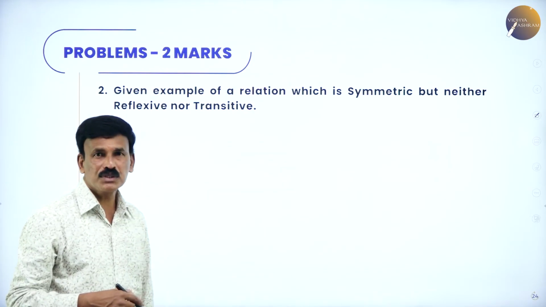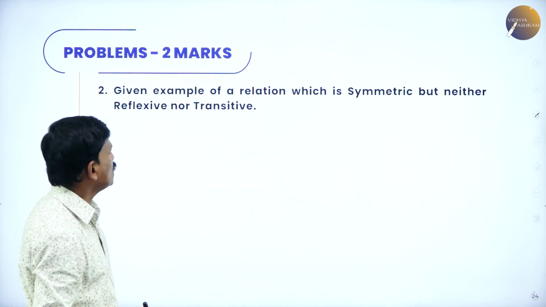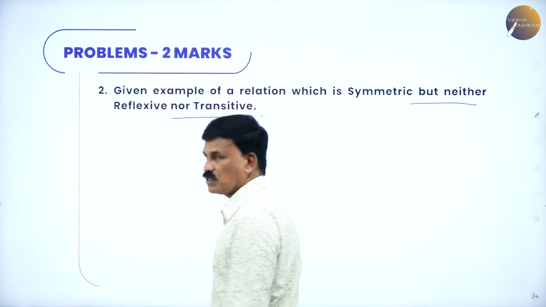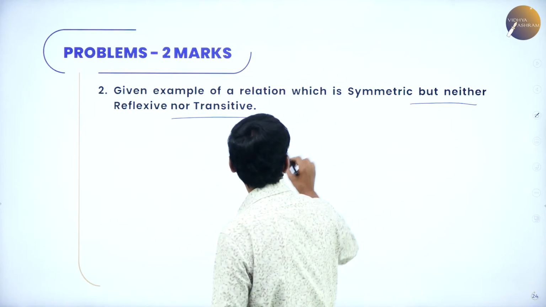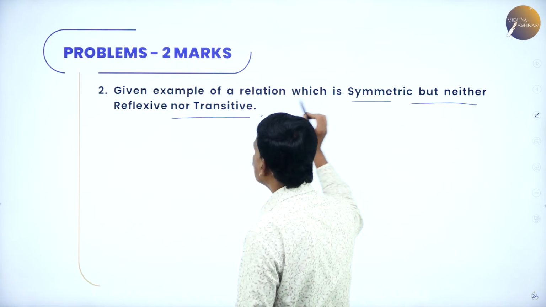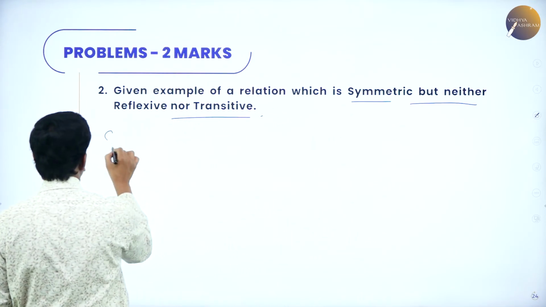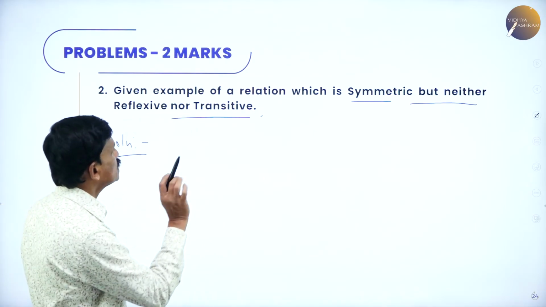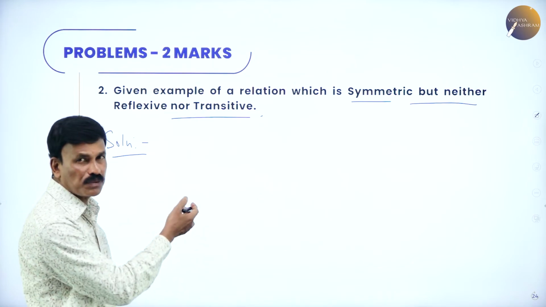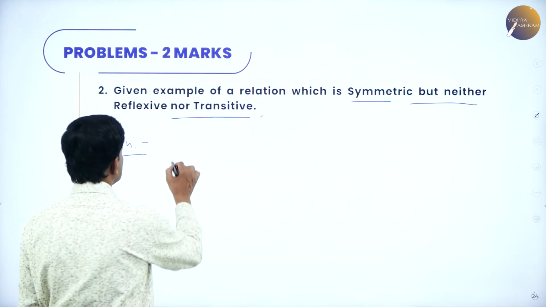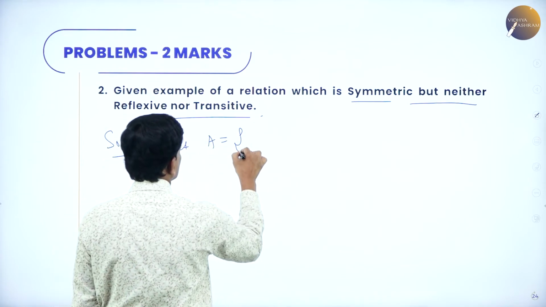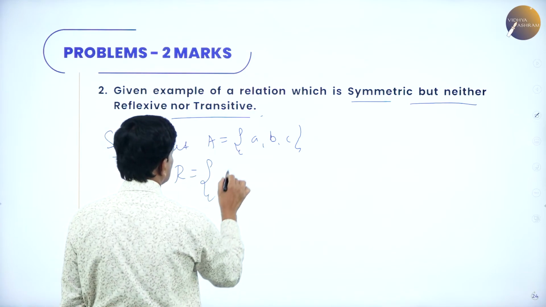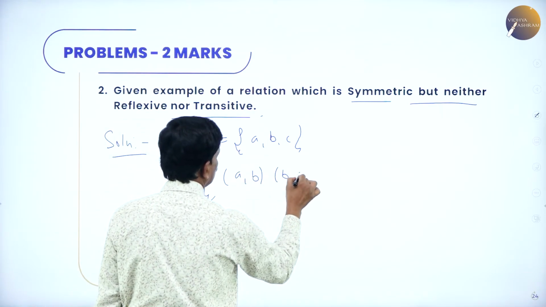Okay. Now let us come to the next problem. Give an example for a relation which is symmetric but neither reflexive nor transitive. Let us define the solution like this. The previous problem itself is an example. Or let us consider a set A = {a, b, c}. On the set A, let us define the relation R = {(a,b), (b,a)}.